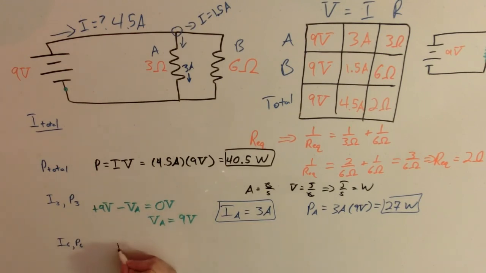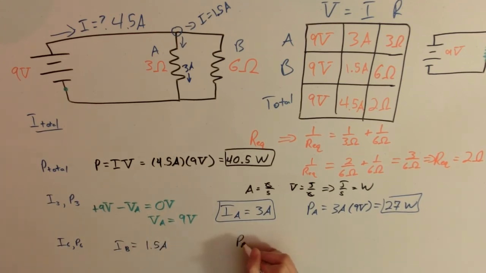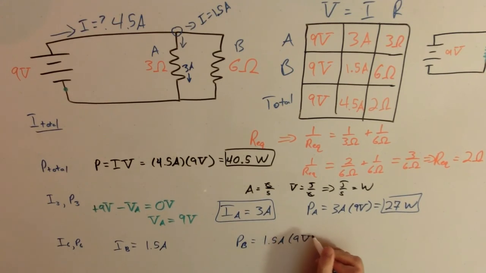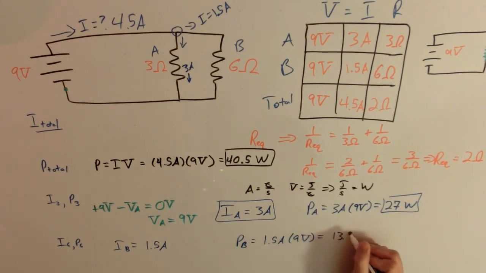So our current going through B, or the 6 ohm resistor, we found was 1.5 amp. And so our power through B is going to be equal to 1.5 amp times 9 volt equals, what's that going to be, 13.5? 9 plus 4.5, 13.5 watts.